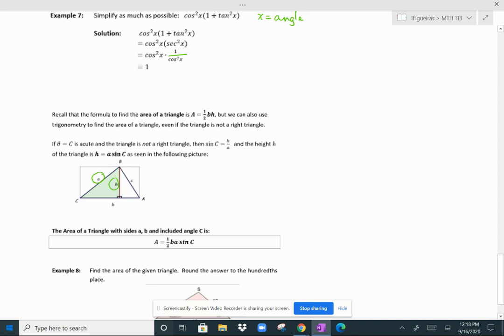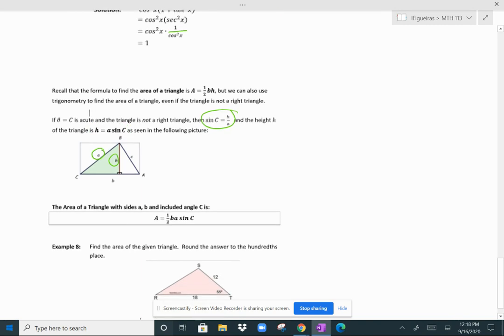So then I can express the height in terms of trigonometry. If I solve this equation, the height is a times sine of C. So if I replace 1/2 base times height, replacing height with a times sine of C, I now have a new formula, which is 1/2 base times a times sine of C. That allows you to compute the area of a triangle if you know something about the angle, but you don't know anything about the height. So you avoid having to use that value.